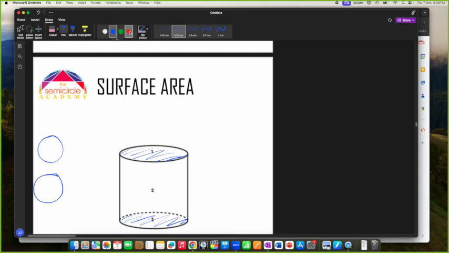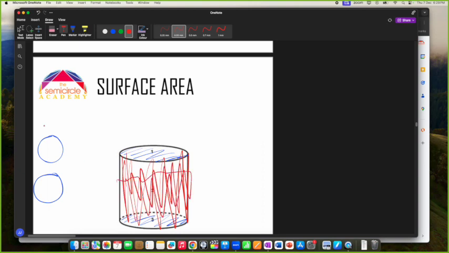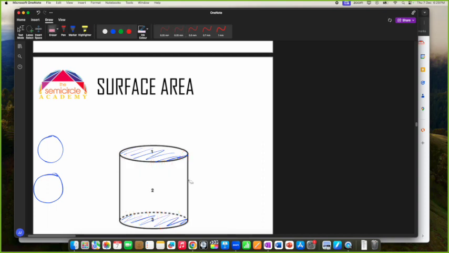But how do you find the area of this curved surface over here? The curved surface that's going all the way around. How do you find the area of that? If you cut it here, excellent job. If you cut, and thank you very much, Cherise. Because of you, we can get on with the class a little bit quicker.